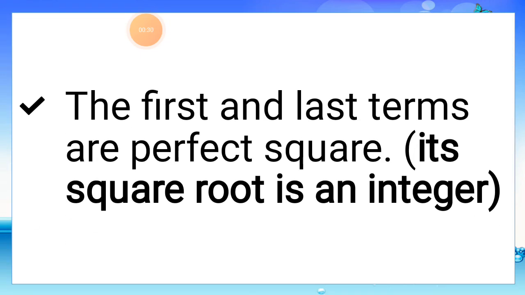Number one is that the first and last terms are perfect squares. So a perfect square means its square root is an integer. So let's say 25. 25 is a perfect square because the square root of 25 is 5.